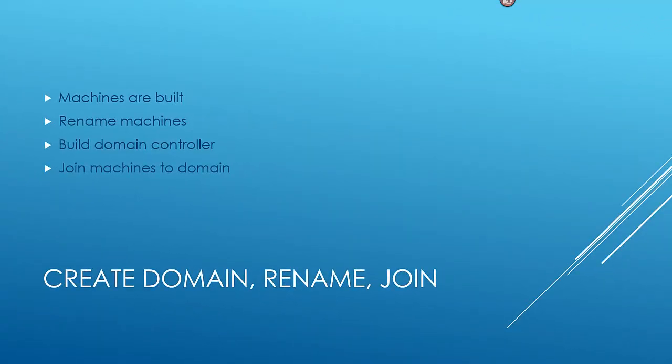Once you've installed the OS, the next thing you need to do is rename the machines. The machines are going to come up with some funky name. You'll see that in the next demo. And then after you rename the machines, you need to build the domain or the domain controller and then join those machines to the domain.